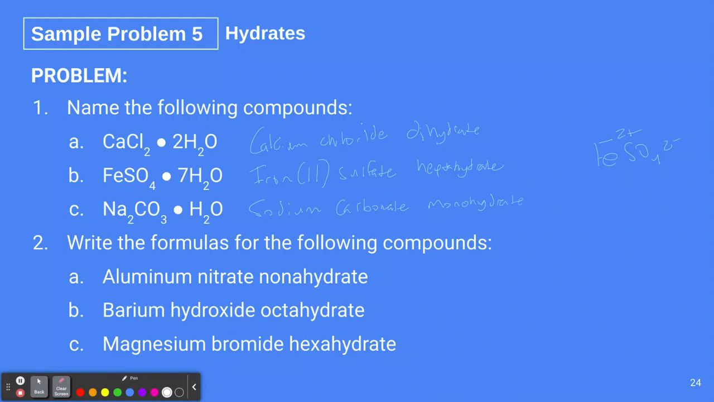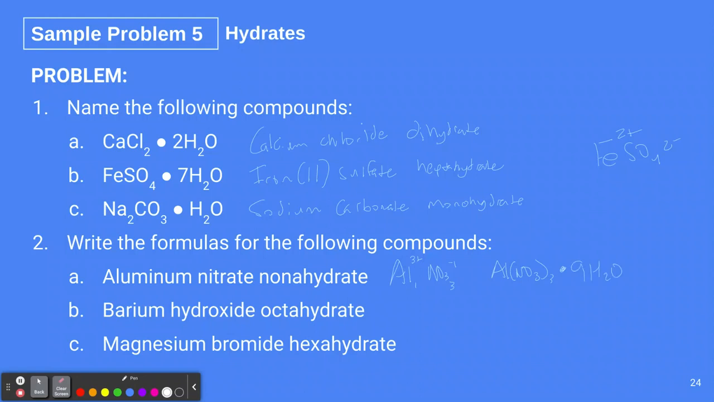And then our next ones here, these all happen to not need Roman numerals. So aluminum nitrate, so we've got aluminum here with a positive 3 charge, and nitrate, NO3, has a minus 1 charge. So we're going to need 1 aluminum and 3 of those nitrates. So Al(NO3)3, then a dot, and then nonahydrate, which means 9 H2Os.